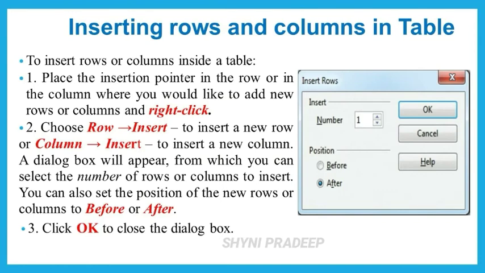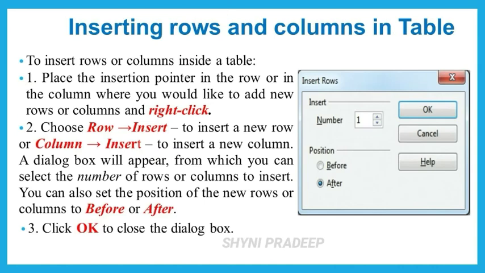One dialog box will appear on your screen. In that dialog box, you have to select the number of rows or number of columns that you want to insert, and you can also set the position of the new rows or columns, which means before or after. Then click the OK button to close that dialog box. Now the new row or column will be inserted in the table.